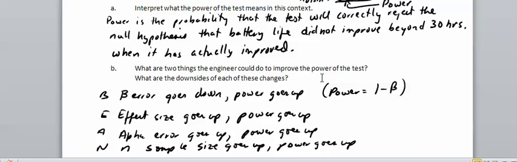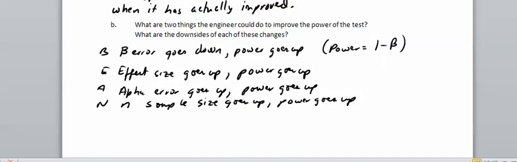But which of these can we actually affect? Well, he can come up with a better battery, but that's not really part of the testing. So he has really three things. We can't change that, this would be more R&D. Sample size goes up. This is more testing cost.